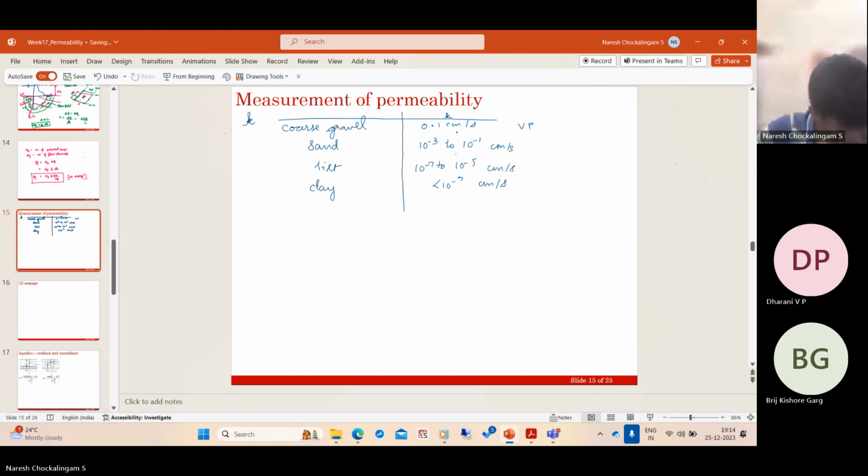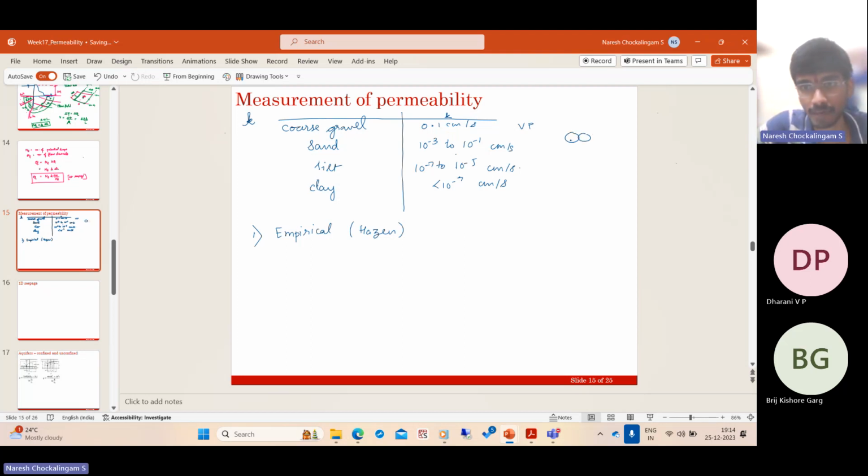Now, how do we measure this? One is an empirical relation called Hazen's relation. What is different between all these soils? It is the grain size. The coarse gravel has a large number of large size particles, whereas clay has a large number of very fine sized particles. So the permeability can be directly related to the grain size.